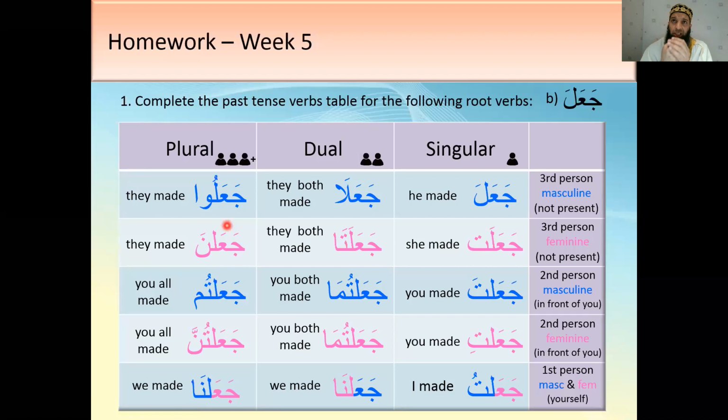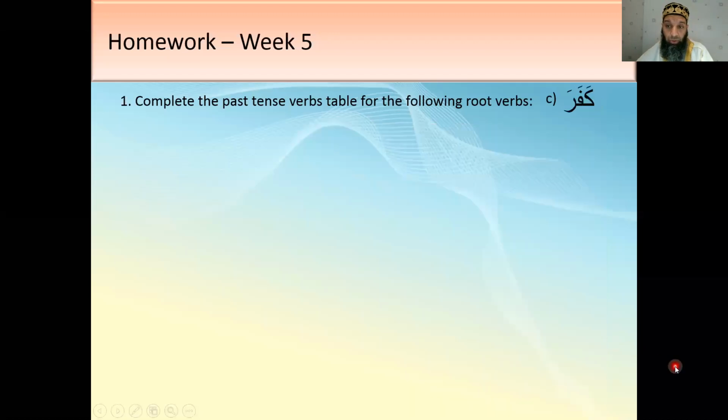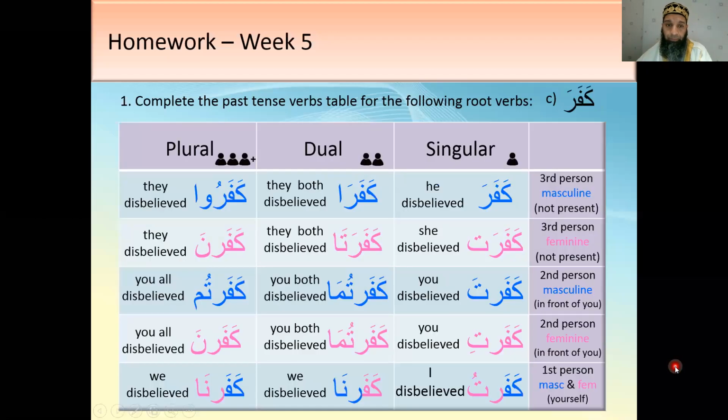If I tell you a new word, sami'a means to hear, you should be able to look at the table and tell me, how do you say, you all heard? It's sami'tum. You just put the tum at the end. So this is the significance of this table. You can put many, many root words in this table and you will automatically know the meaning, so long as you know the meaning of the root word.